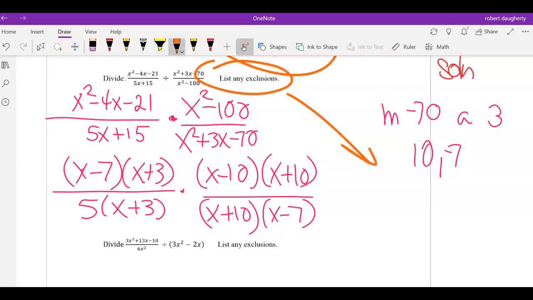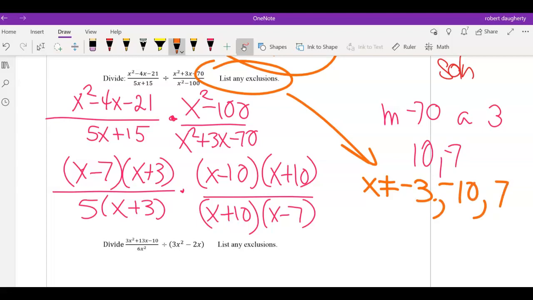So my exclusions, the denominator cannot be 0. So x cannot be negative 3, negative 10, and positive 7. Those are my exclusions.